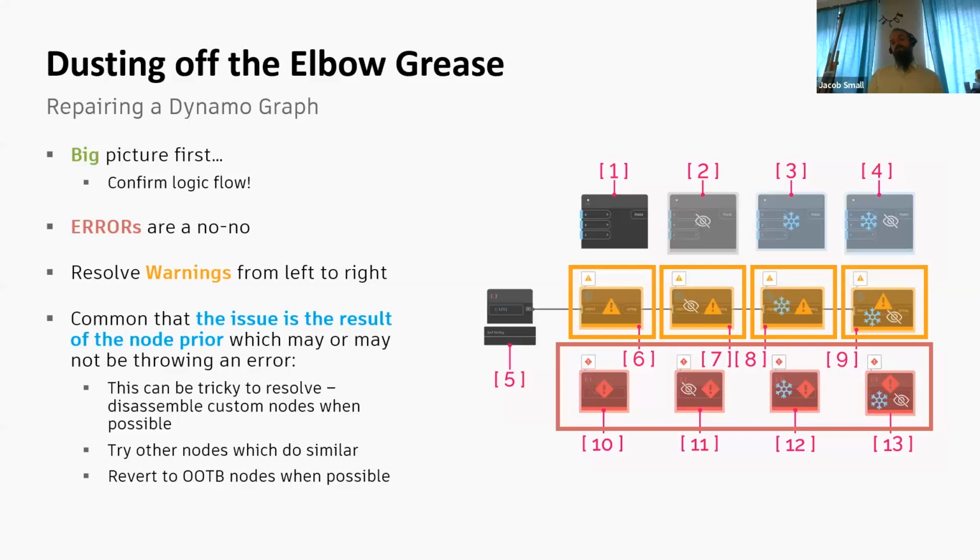When that does happen, if you don't know entirely how to resolve the contents of the custom node, just try a different node which does something similar. A lot of times there's something in Archilab or Rhythm that you can pull from to make it work, or switch to an out-of-the-box node if possible. And if you're really stuck, feel free to reach out for some help on the Dynamo forum or elsewhere.